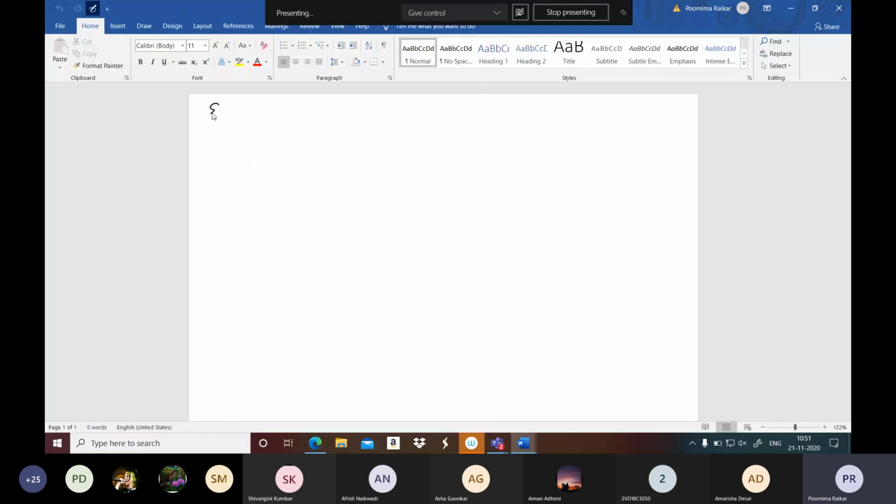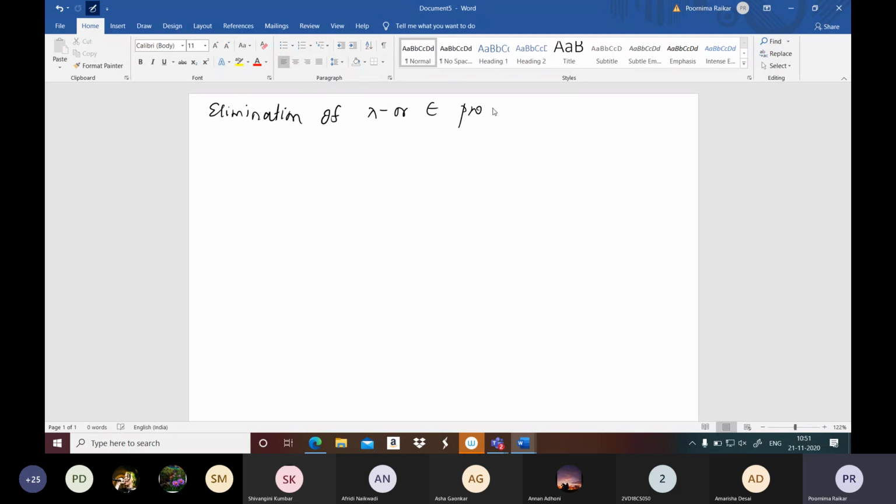So I'll just go with elimination of epsilon production. Sometimes in some books it is called epsilon or lambda production. So sometimes in the diagram, instead of epsilon they can give you lambda, but both mean the empty string only. Now, what is the step for removing epsilon production?